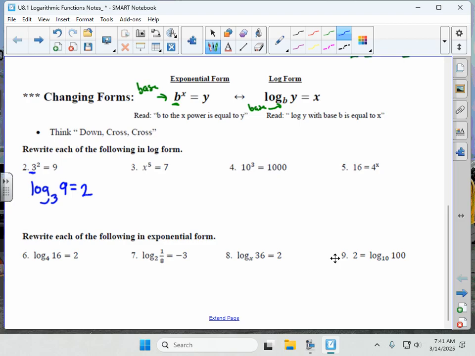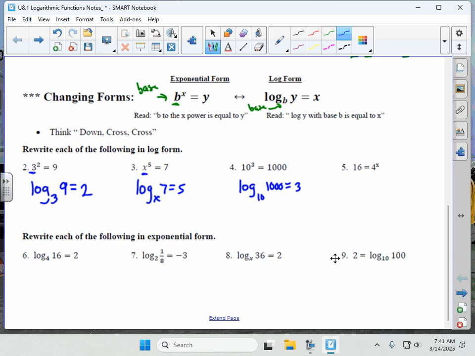All right, let's try x to the 5th equals 7. So we write the word log. We bring down the base, which is x, and then we switch the 5 and the 7, or cross them across the equal sign. So log base x, 7 equals 5. All right, number 4, 10 to the 3rd equals 1,000. So log, our base is 10, and then 1,000 equals 3. All right, so the log base 10 of 1,000 is really just equal to 3.